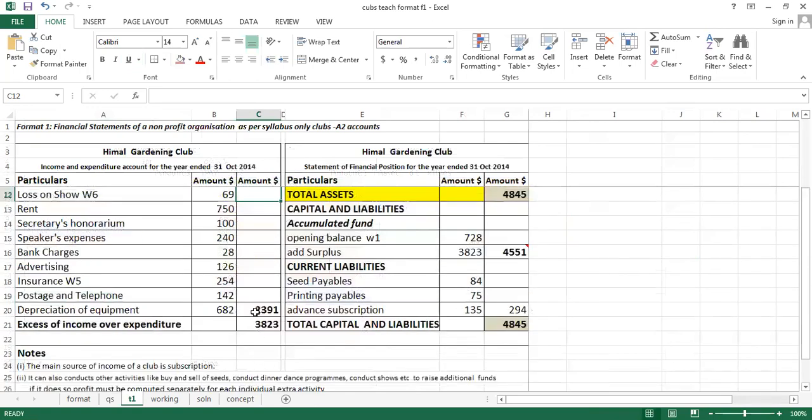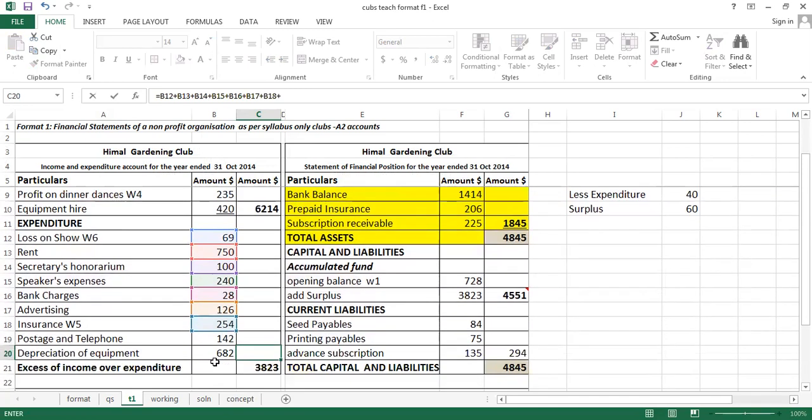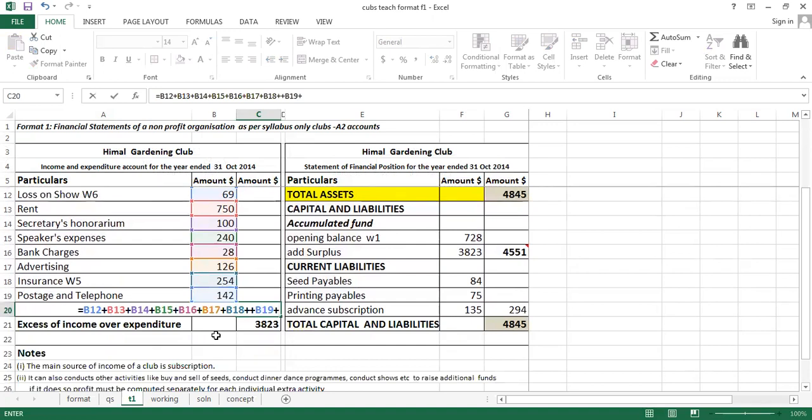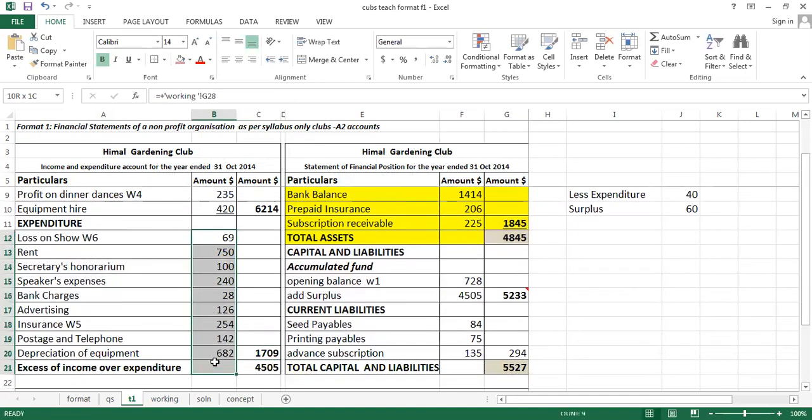And then you add up the total expenditure. This way, you add up all of it: 69 plus 750 plus 100 plus 240 plus 128 plus 126 plus 25 plus 254 plus 142. Oh no, I'm sure there's a mistake here. The best way, I'm going to add this faster with auto sum, and it comes to 2391. So I'm going to place 2391 here as the sum of all these expenses.